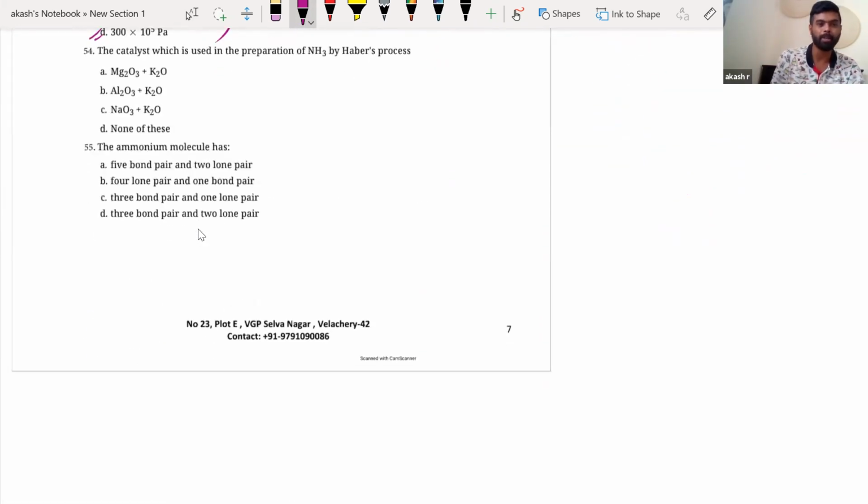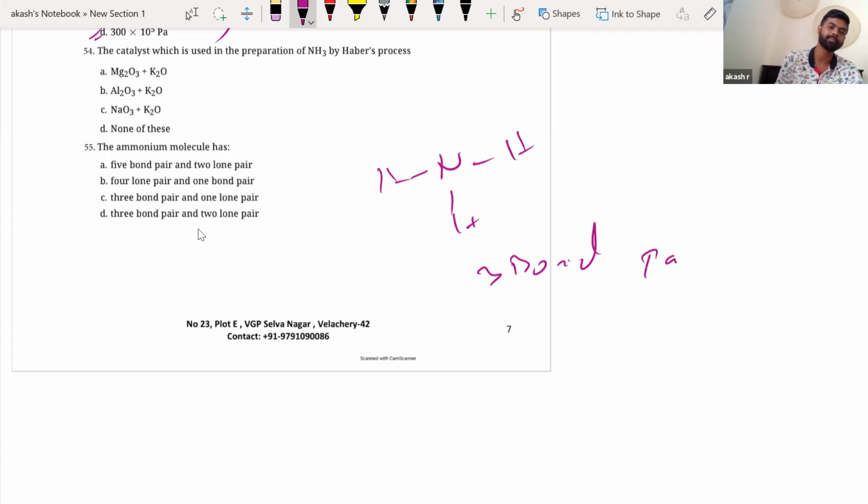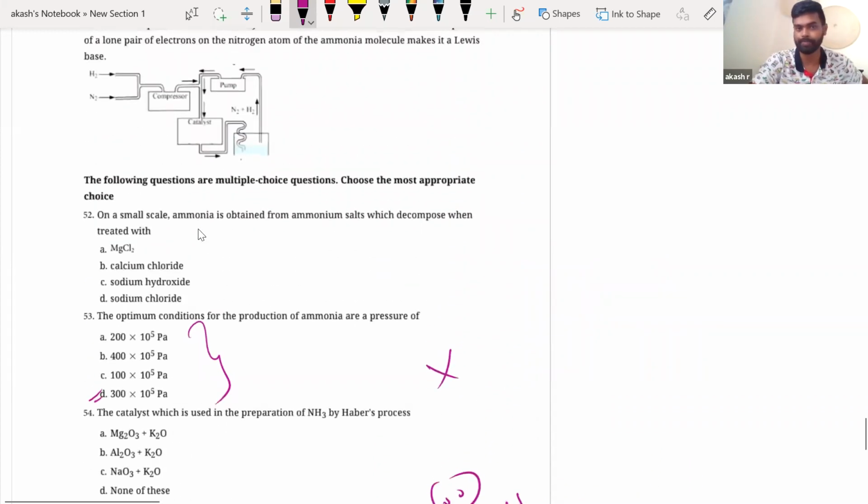Ammonia has how many bond pairs and how many lone pairs? See, you have 3 N-H bonds, so 3 bond pairs, and there is a lone pair on nitrogen. So 3 bond pairs and 1 lone pair. C is the answer to this question. Like this, you can easily answer all of these questions.